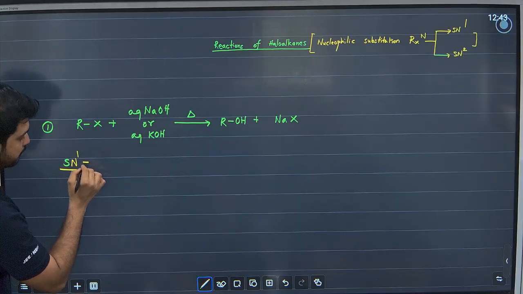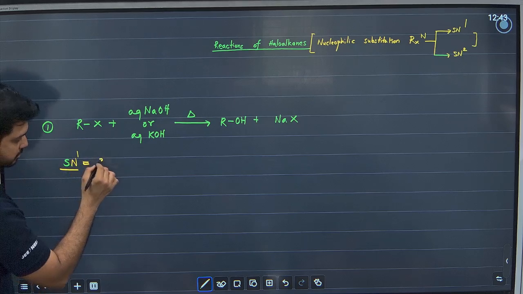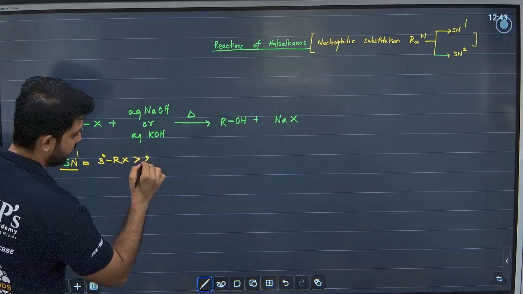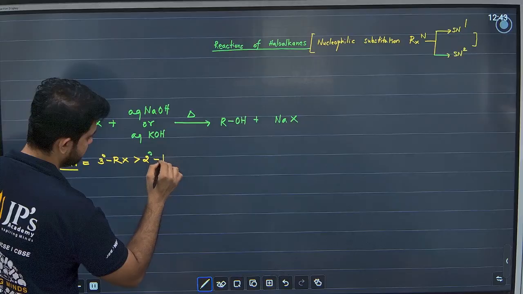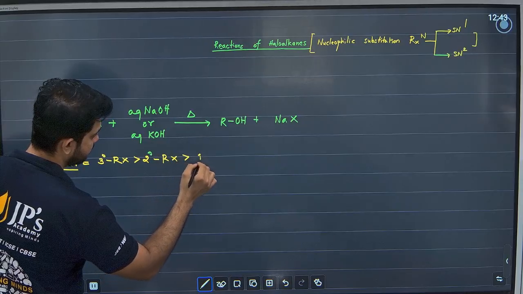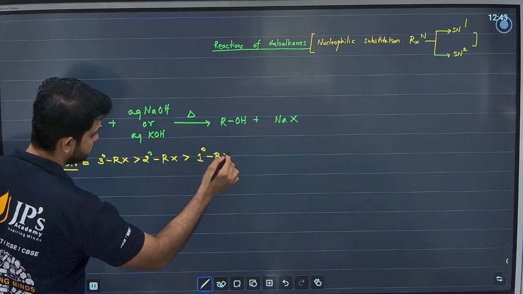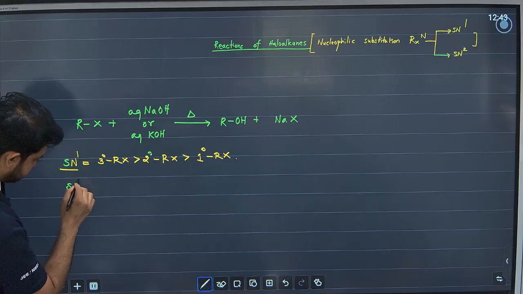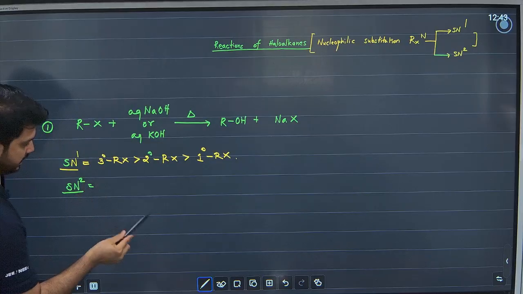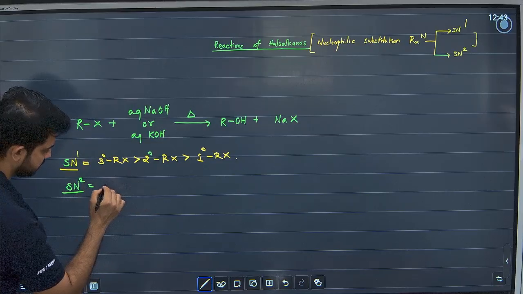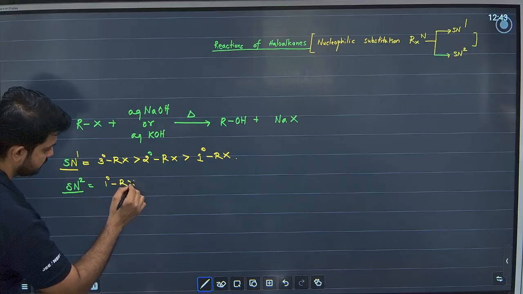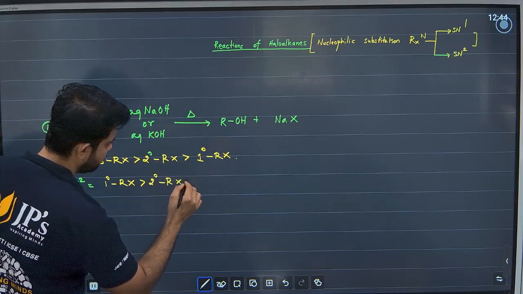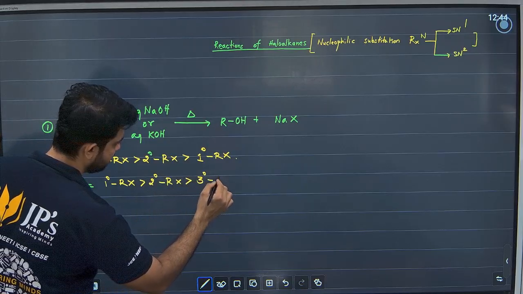SN1 needs stable carbocation formation: tertiary alkyl halide, then secondary alkyl halide, and then primary alkyl halide. What about SN2? It's the same but opposite: primary alkyl halide greater than secondary alkyl halide, and then we have tertiary alkyl halide.